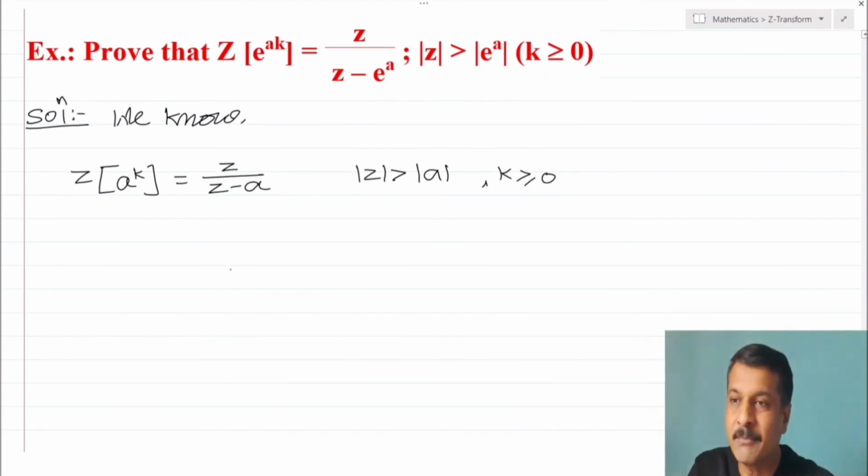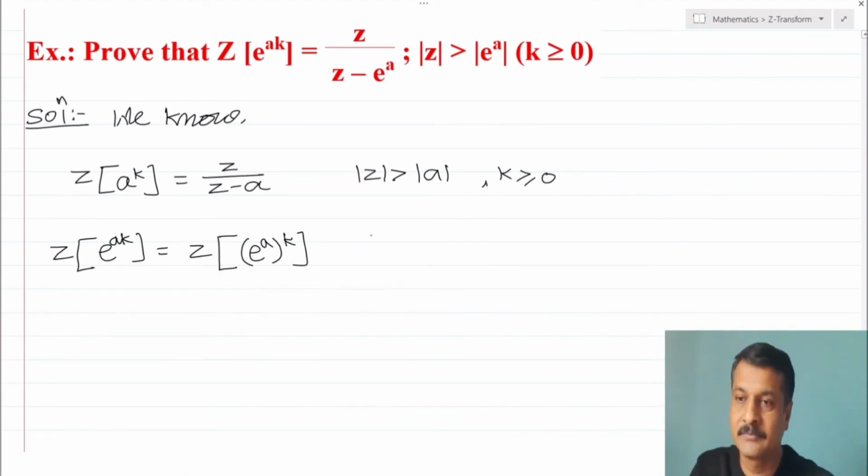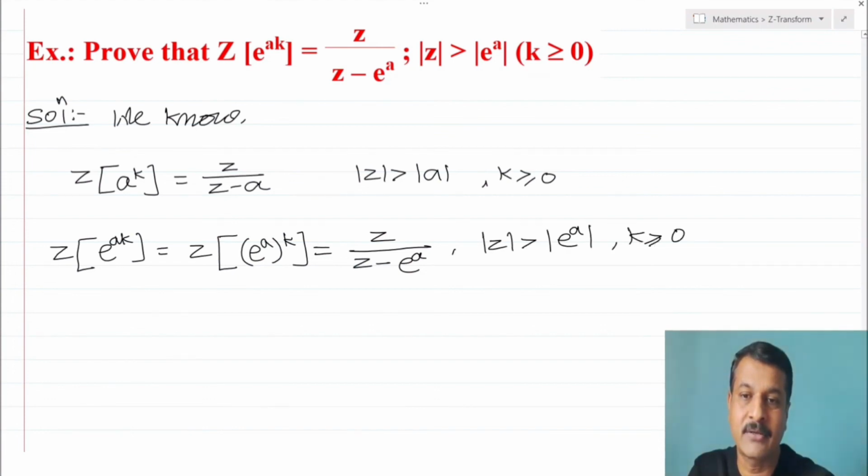So by using this formula, if we consider Z transform of e raised to ak, e raised to a whole raised to k, it means that here if we compare, I am getting A equal to e raised to a, and that is equal to Z upon Z minus e raised to a, where mod of Z is greater than mod of e raised to a and k is greater than or equal to 0. So directly I am getting the answer. So this is one of the ways, and by using the definition also we can prove the same thing. How? So second method now.